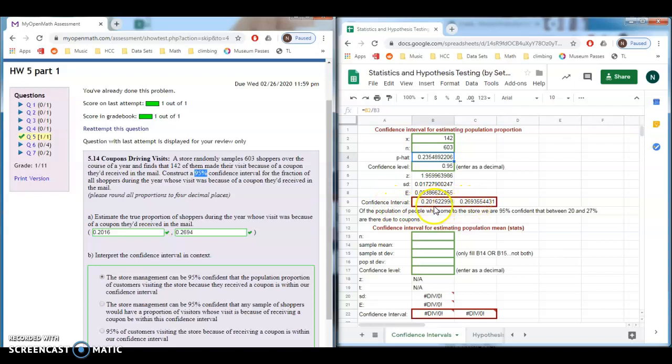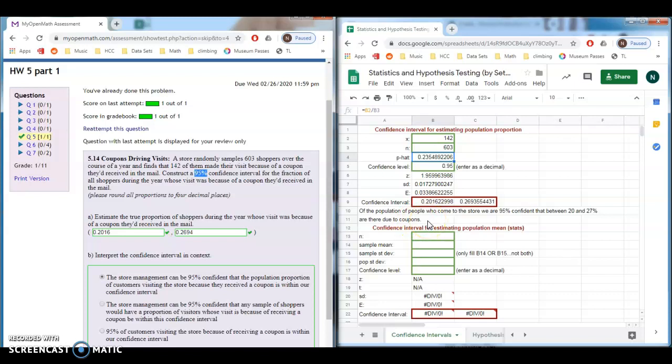Now the store can be 95% confident that between 20% and 27% of people are going to the store because they receive coupons in the mail. That's of everyone who goes to the store. And I wrote that out here. Of the population of people who come to the store, we are 95% confident that between 20 and 27% are coming due to coupons.